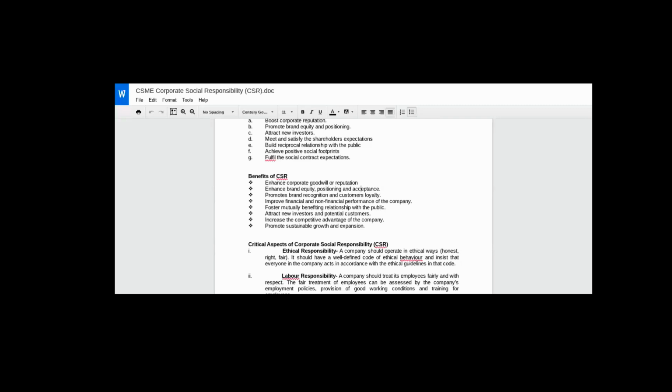Three, another benefit is that it promotes brand recognition and customer loyalty. Apart from that, CSR improves the financial and non-financial performance of the company because it attracts a lot of new investors. It brings about good relationship with the society and the government. It promotes strategic alliance.